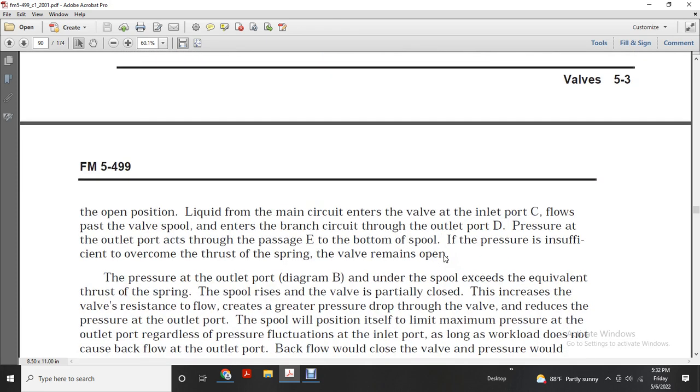In the open position, liquid from the main circuit enters the valve, and then port C flows over the valve spool to the branch circuit through the outlet port D. The pressure at the outlet port also passes through passage E to the bottom of the spool. While the pressure is insufficient to overcome the thrust of the spring, the valve remains open.